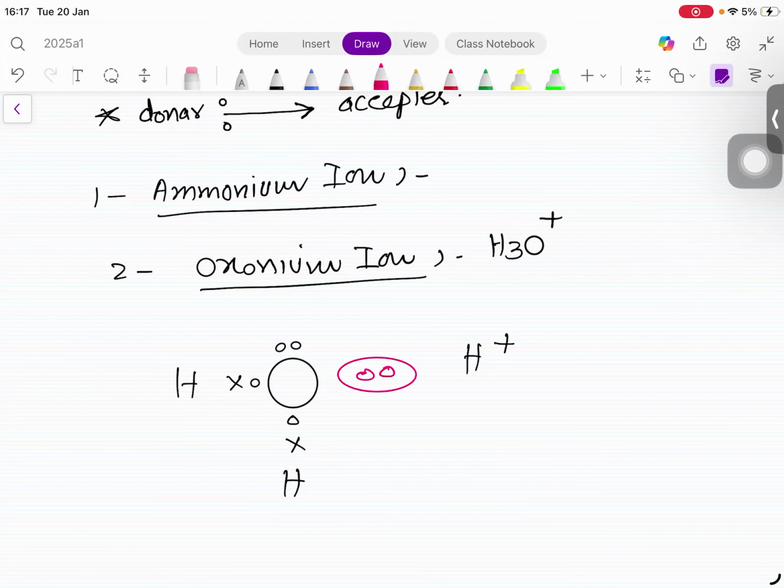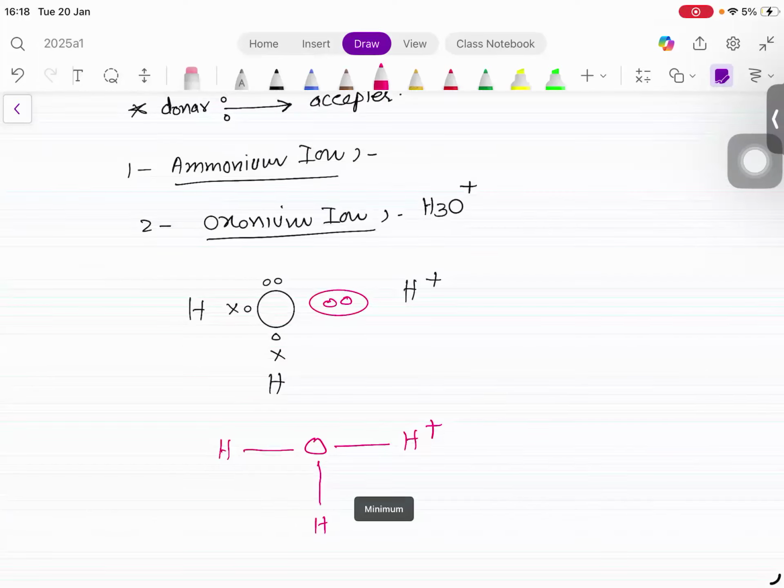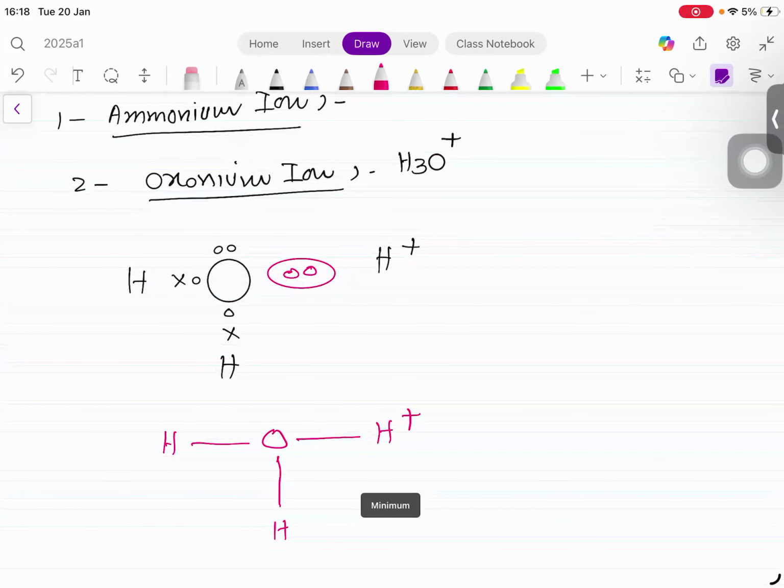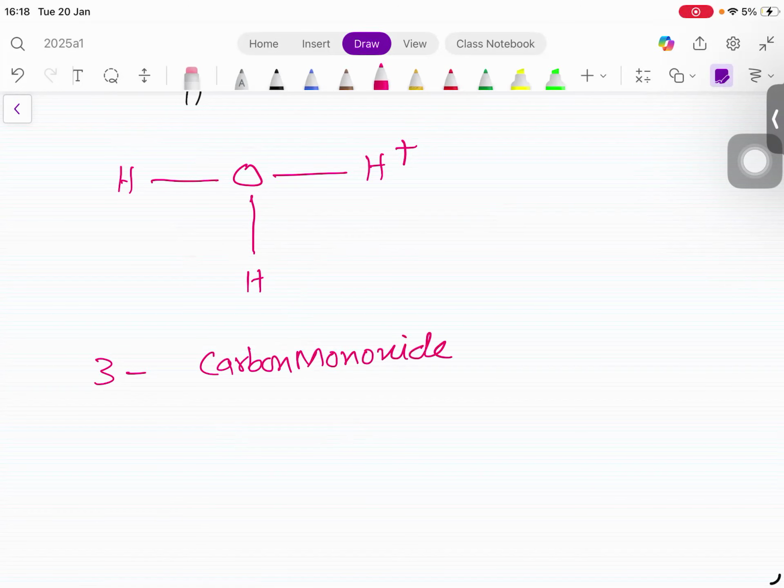And once it is formed, this oxygen and this H+. So we need to show that positive charge in the diagram. Okay. Next, one more example, carbon monoxide. This is another molecule which needs a dative covalent bond to justify the bonding.